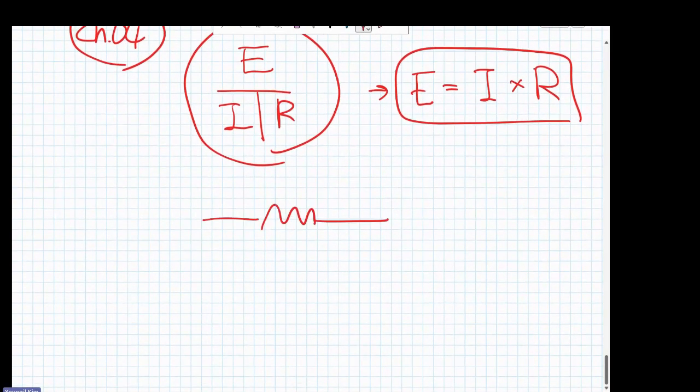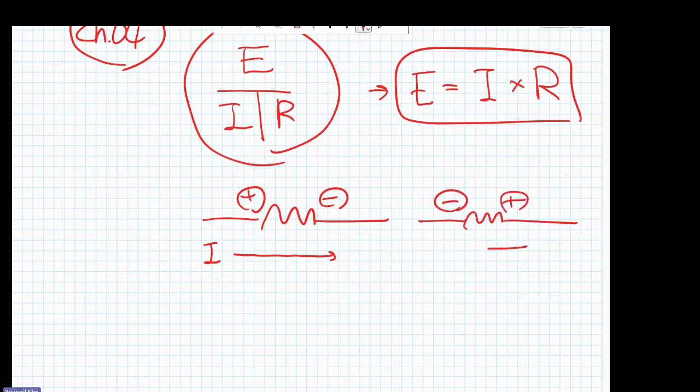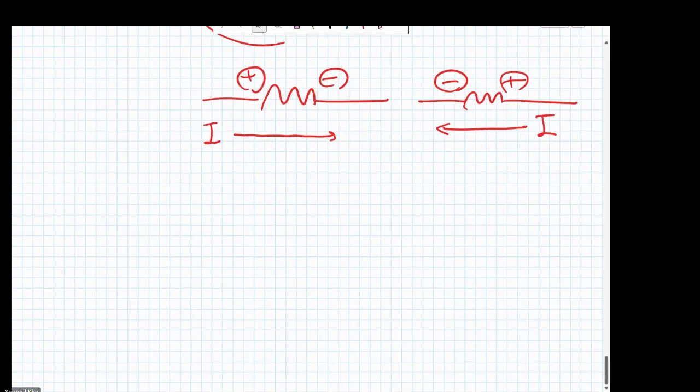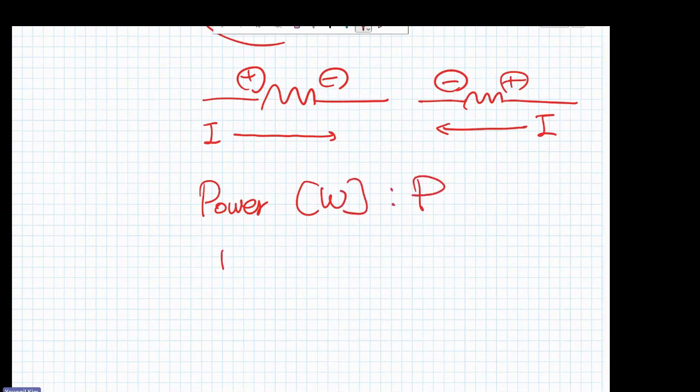There's a flow here. Plus, minus, what? The current is plus to the minus. However, the direction of the current from the plus to the minus here is very important. And then the power is what? The symbol is P. The P is I V, or I squared R, or E squared over R.